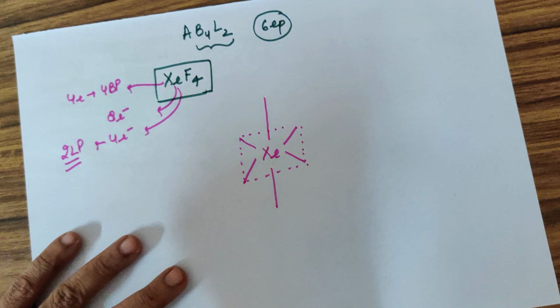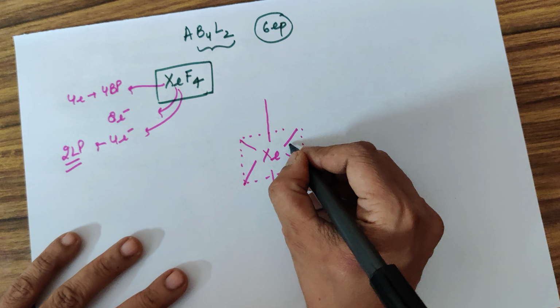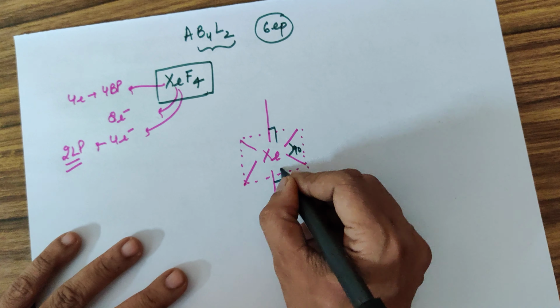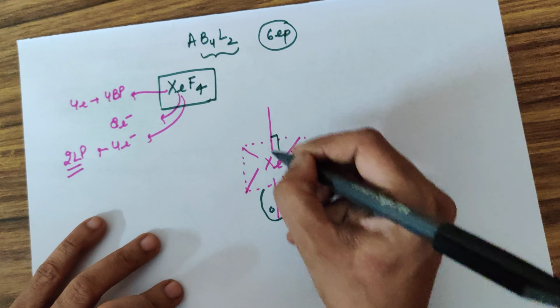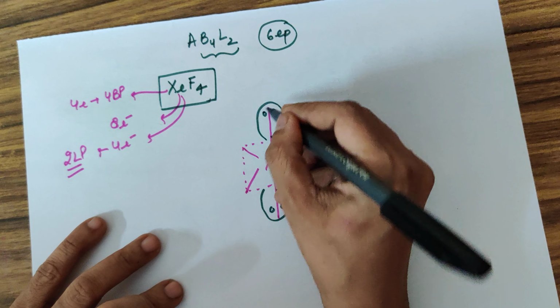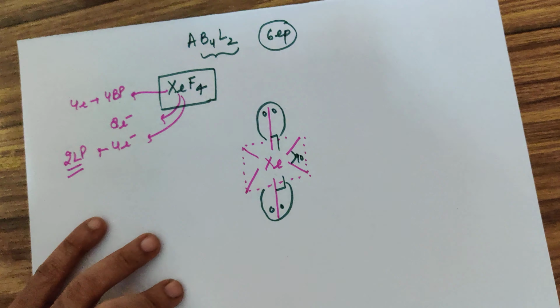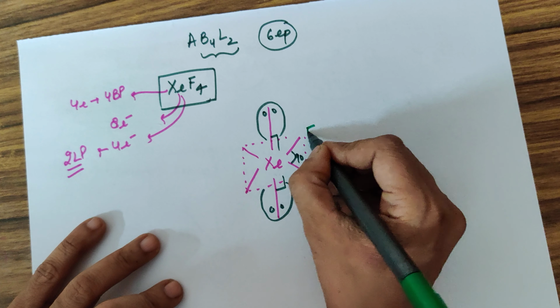Fine. Out of these 6 positions, you have to place 2 lone pairs. As I said, all angles are 90. You can place the lone pair anywhere that you like. But the advice is, please place it at the top and the bottom. So I've placed the lone pair on top and bottom. Now, the rest are the 4 fluorines. The 4 fluorines are kept here.